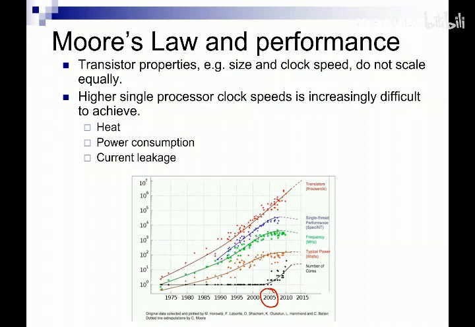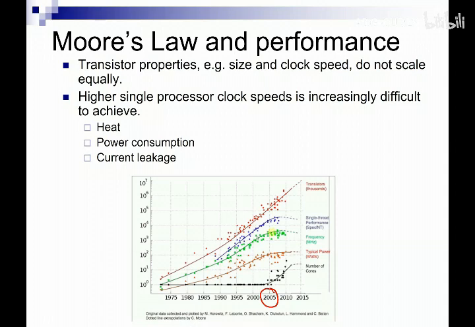Well, you see that at around the same time that the green line flatlined, this black line over here picked up. Now, this black line here is the number of cores that we have on a processor. A core is the basic computational unit that we have. It's the thing that does all the computation, right? And a processor would consist of multiple cores.